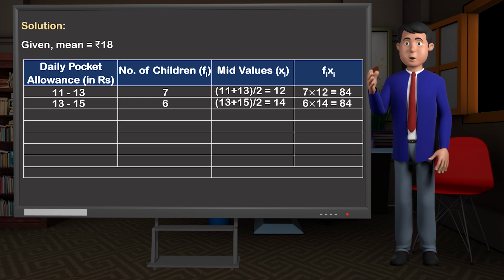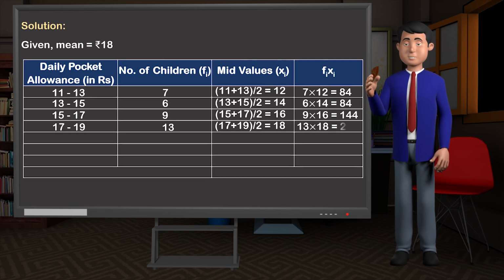When daily pocket allowance is 15 to 17, Fi is 9. Xi is 15 plus 17 by 2 is equal to 16. Fi Xi is 9 into 16 is equal to 144. When daily pocket allowance is 17 to 19, Fi is 13. Xi is 17 plus 19 by 2 is equal to 18. Fi Xi is 13 into 18 is equal to 234.